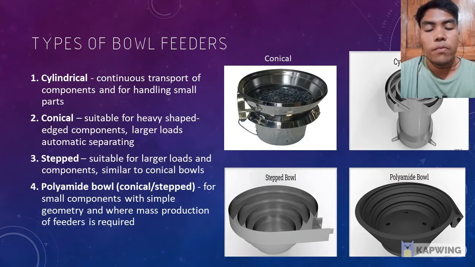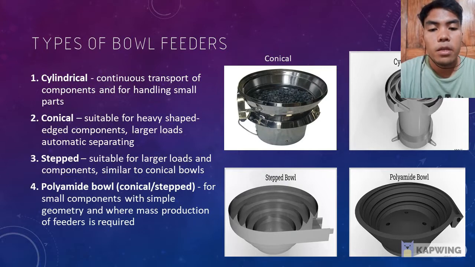So the next type of bowl feeder is conical. So conical bowl feeders or cascade bowl feeders are a type of vibratory bowl feeder with a cone-shaped bowl. So the parts are positioned on the side of the wall of the bowl to reduce part circulation and abrasion. So this process is used for parts with a simple geometry.